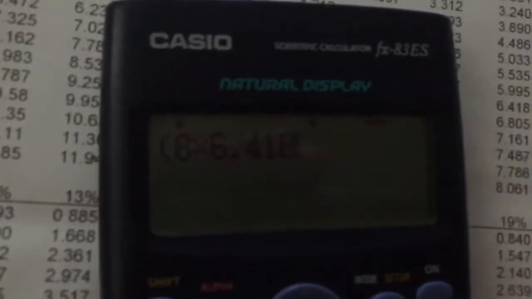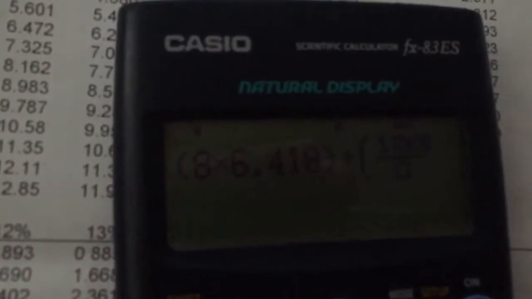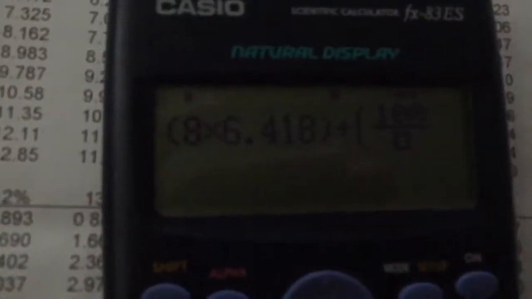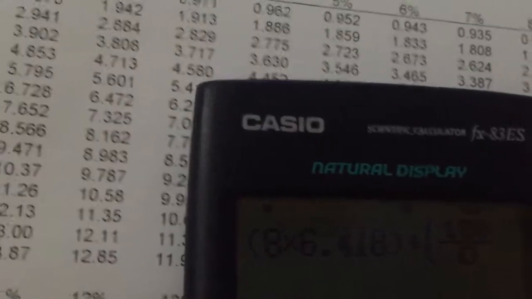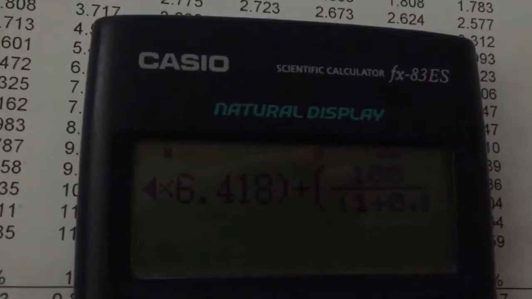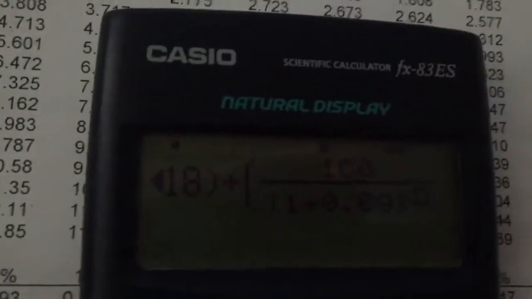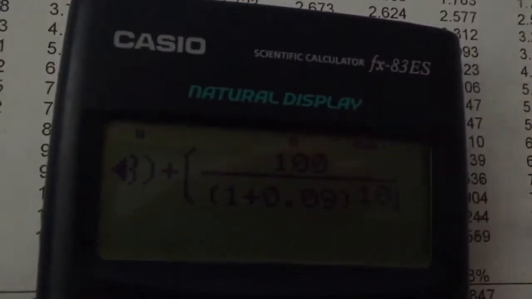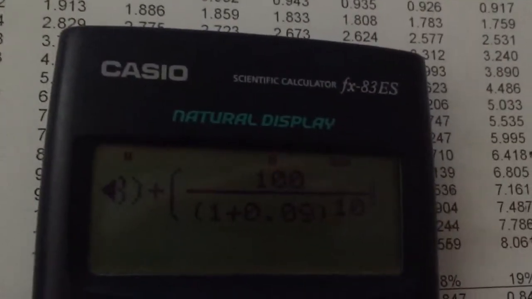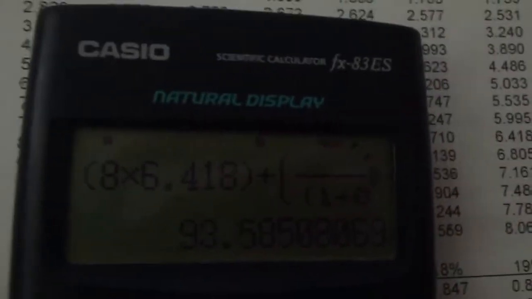Let's do it. So 8 times by 6.418 plus 100 over, new bracket, 1 plus r, 0.09, to the power of 10. Close bracket. How much? 93.59.